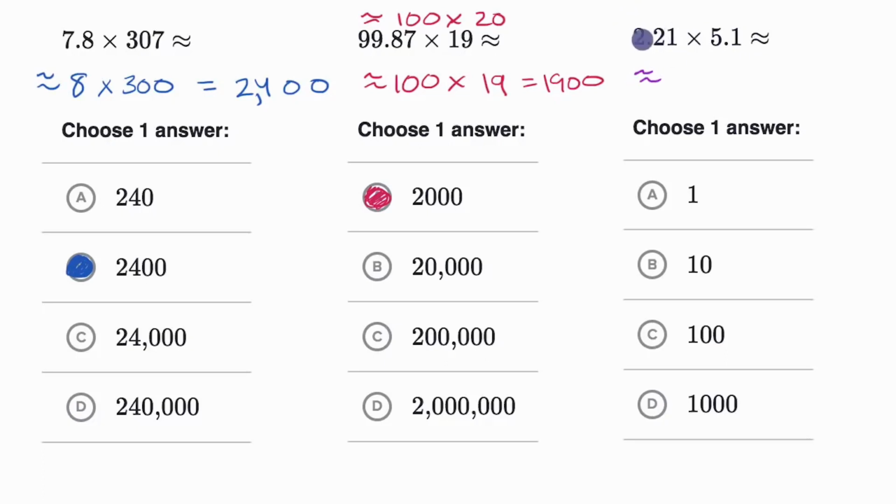And so 2.21, well, that's approximately, if I round to the nearest 1, this is going to be 2 times 5, which is equal to 10. So this would be approximately equal to 10, and that is a choice. Now, some of you might say, well, there's ways to get better estimations that you could still do with your head.